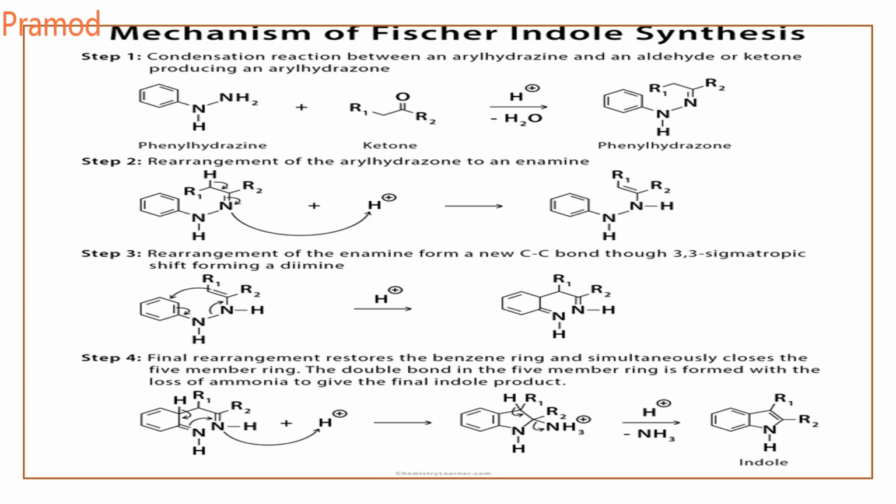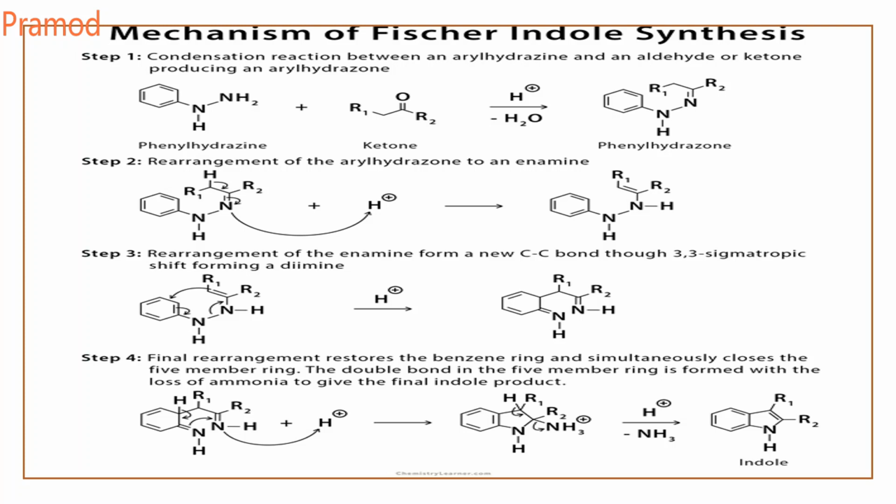So what happens with this enamine? The double bond attacks on your phenyl ring. It undergoes rearrangement, with formation of a new C-C bond through a 3,3 sigmatropic shift, forming a diimine. So what happens here? There is a 3,3.